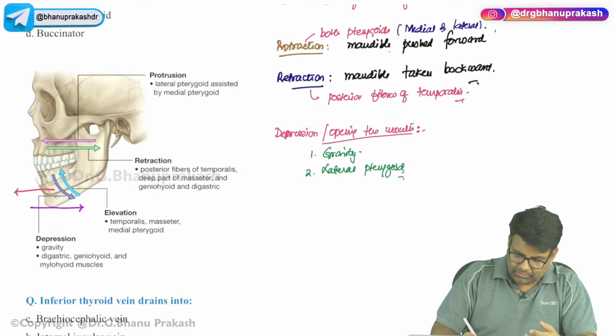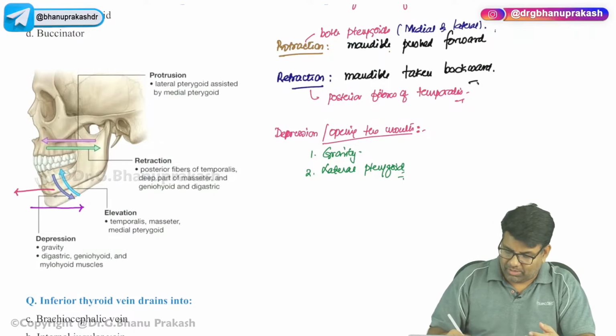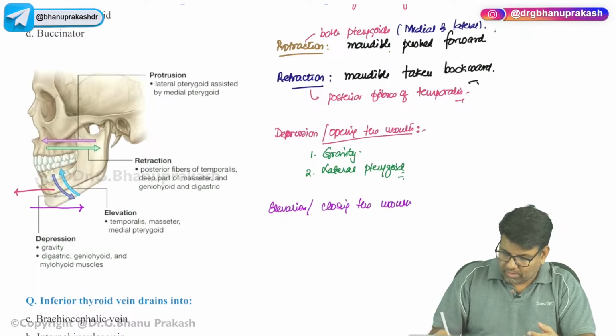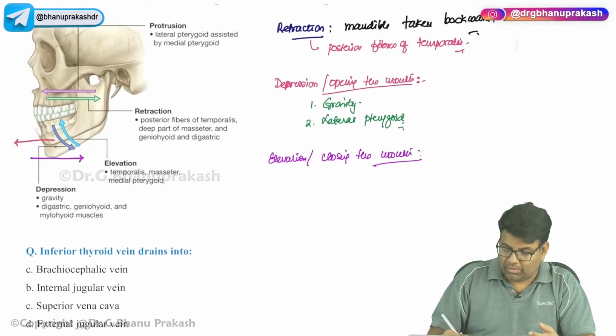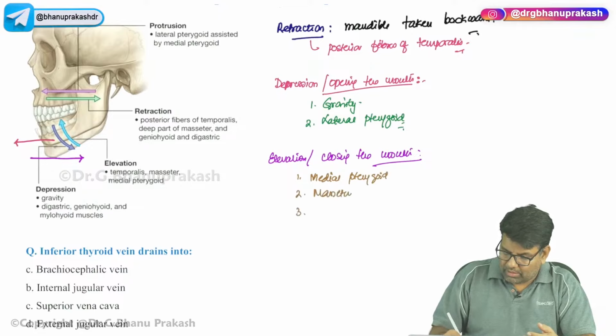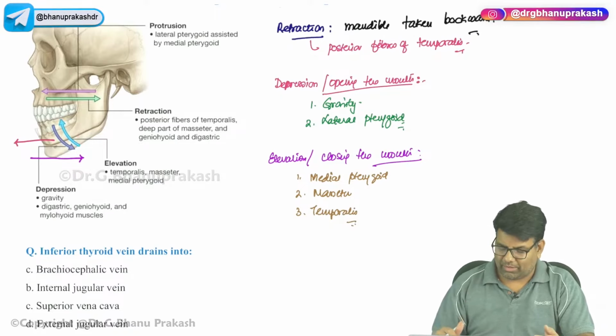And if we close the mouth, it means we have to elevate the mandible. Elevation or closing the mouth, here we have medial pterygoid, masseter, and temporalis. So closing the mouth or elevating is by medial pterygoid, masseter, temporalis.